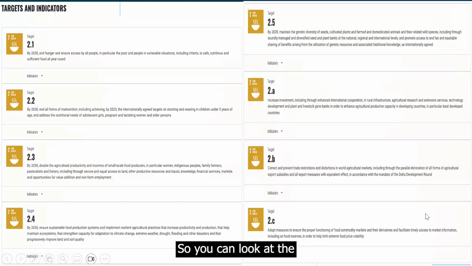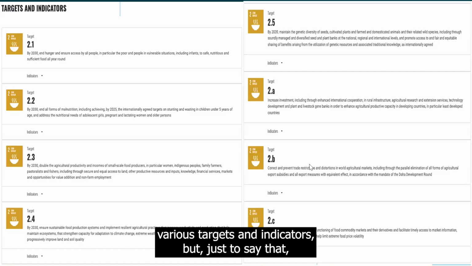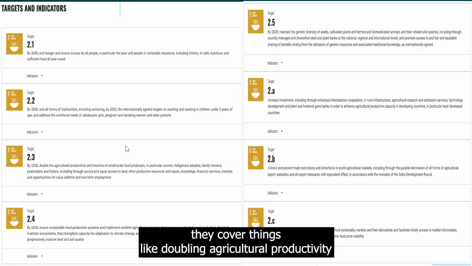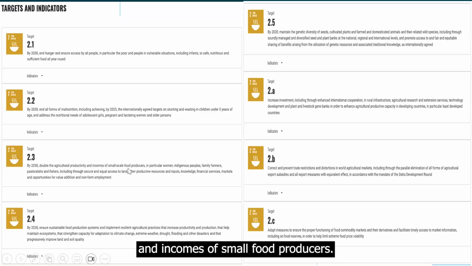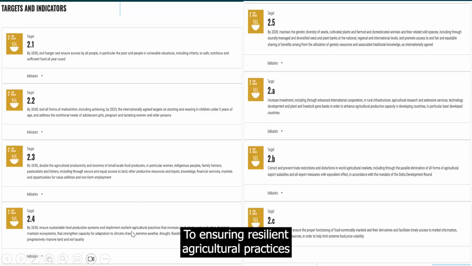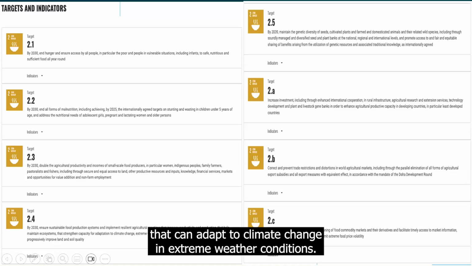You can look at the various targets and indicators, but just to say that they cover things like doubling agricultural productivity and incomes of small-scale food producers, to ensuring resilient agricultural practices that can adapt to climate change and extreme weather conditions.